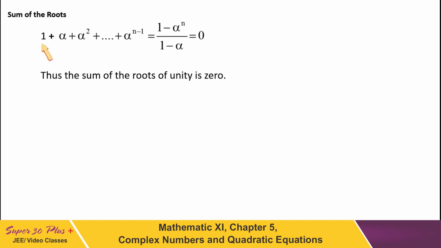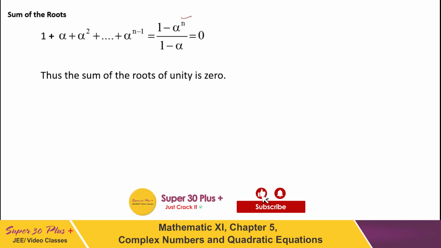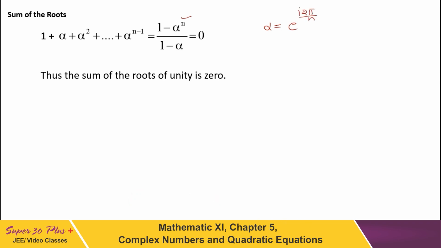The roots are 1, alpha, alpha square, and so on. This is a GP, and by applying the sum of n terms of the GP, we can find a(1 minus r to power n) upon (1 minus r). As we know, alpha is equal to e to power iota 2 pi upon n. What is the value of alpha to power n? The value of alpha to power n is e to power iota 2 pi upon n, whole power n.